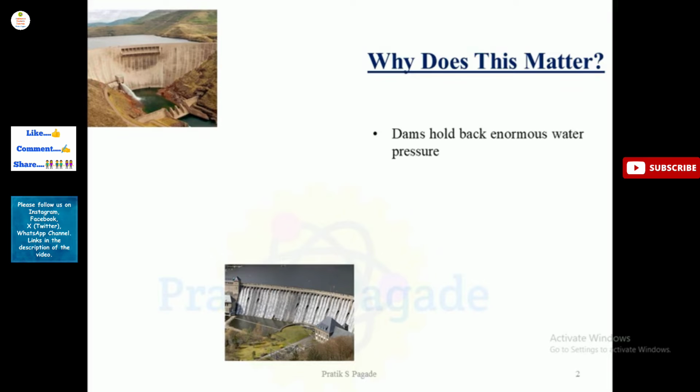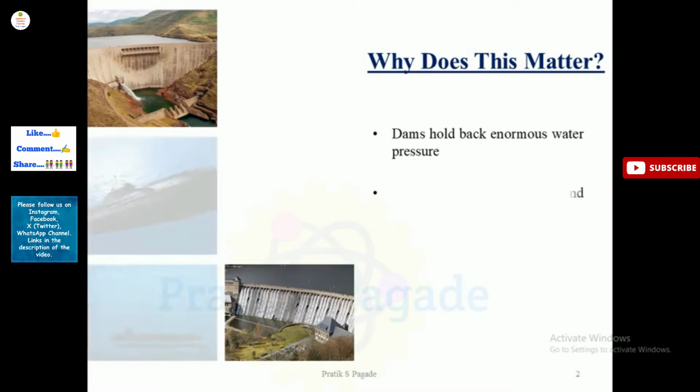Further, as you can see here, this is a dam, and behind this there is enormous water, and this water exerts some pressure on this dam structure or dam civil structure. So here this hydrostatic pressure plays an important role.